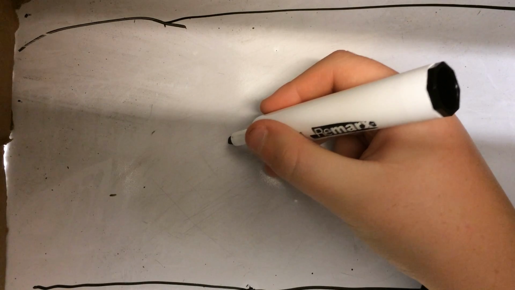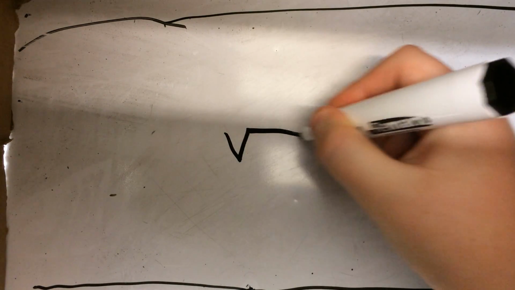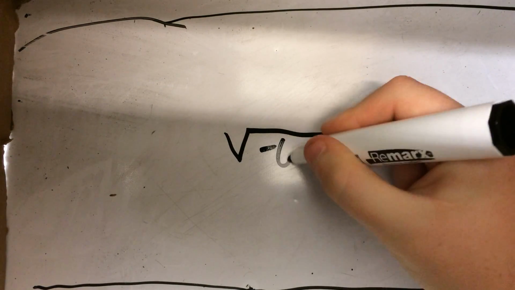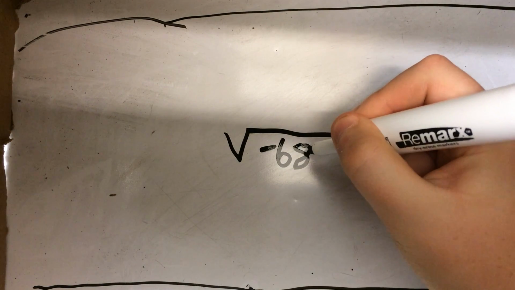Okay, Liam Genius Hour. Should I teach you guys how to do the negative square roots? So let's start off with an even number. It's easier. So we have the square root of negative 68.